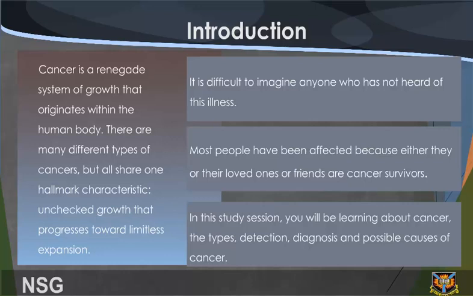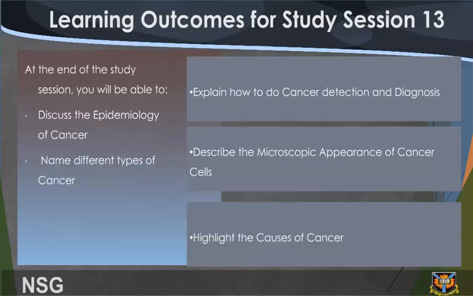In this study session, you will be learning about cancer, the types, detection, diagnosis, and possible causes of cancer. Learning outcomes. At the end of the study session, you will be able to discuss the epidemiology of cancer, name different types of cancer, explain how to do cancer detection and diagnosis, describe the microscopic appearance of cancer cells, and highlight the causes of cancer.